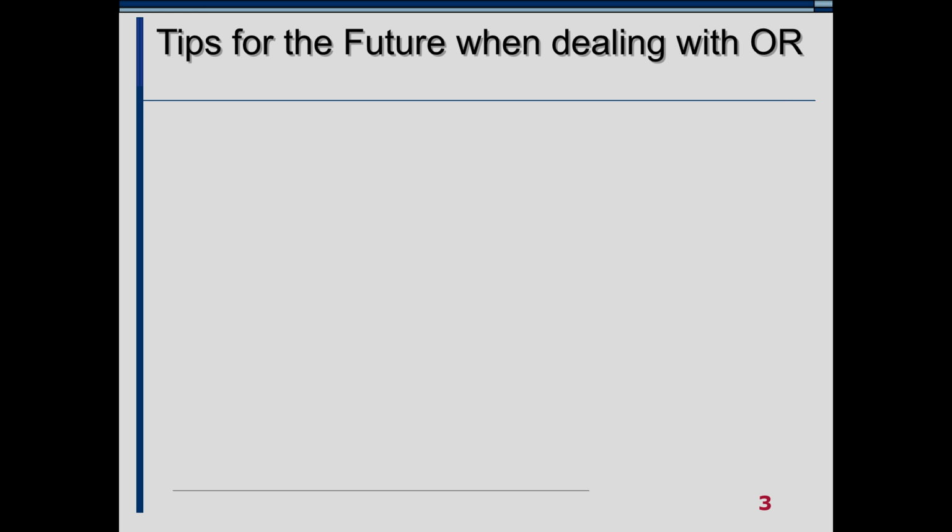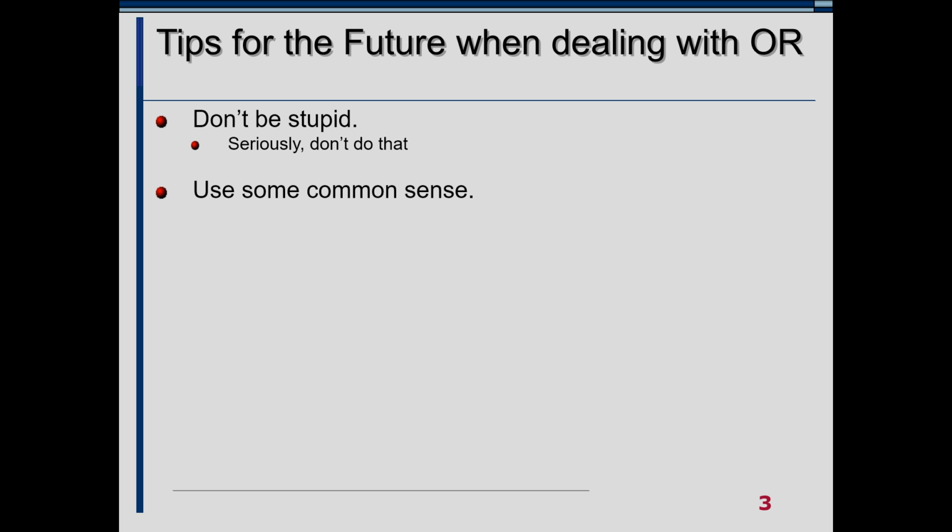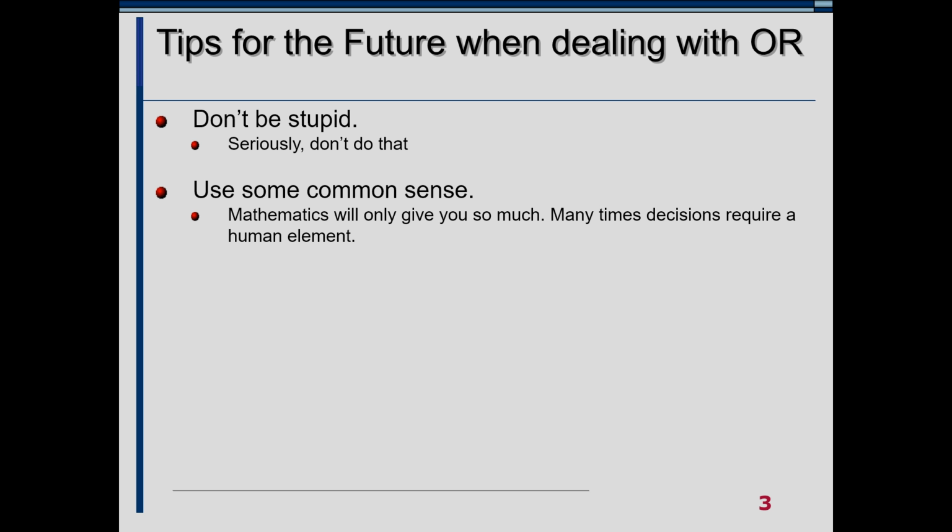So some advice when dealing with OR. Don't be stupid. Okay? Seriously, don't do that. Use some common sense. Mathematics will only give you so much. Many times decisions require the human element. So the math will only give you so much. You have to have the human element.